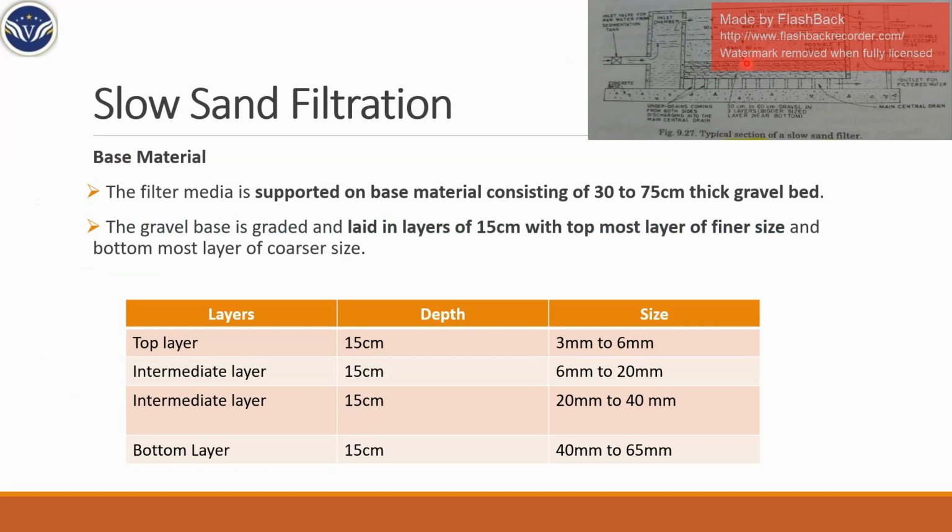So the base material, this is the base material, which supports the filter media. The base material consists of gravel. Its depth is around 30 to 75 centimeters. The finer size is at the top and the bottom size is always coarser. At the top, 15 centimeters in depth, the size varies from 3 mm to 6 mm.